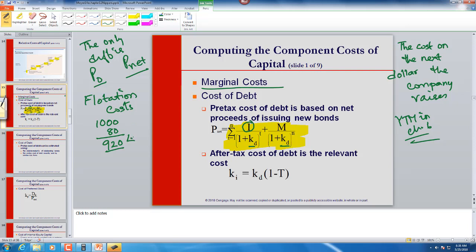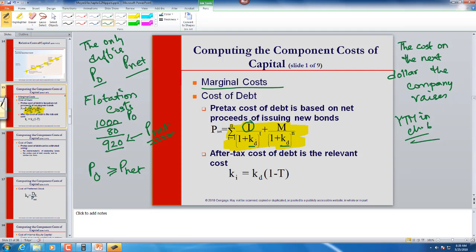And this $920 is called P net. That is proceeds net, you can call it, or price net. You can call it anything you want, as long as you call it P net. I would call it price net. Now, this 1,000 is PO. So essentially, by definition, PO is greater than or equal to P net. In case you're paying zero, that means there is no cost. Now, that will give you the cost of debt.